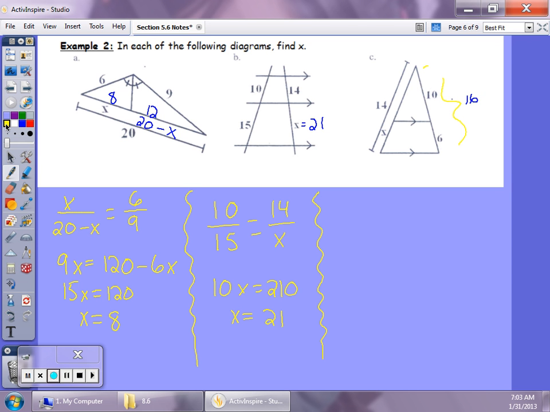So let's go ahead and set up our proportion. So we're going to go ahead and take x over 14 and set that equal to 6 over 16. So if we solve our proportion, we're going to get 16x is equal to 84. And if you divide by 16, x is going to equal 5.25. So now we know that x equals 5.25.